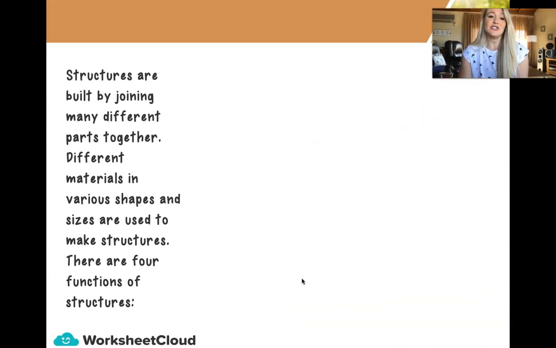Right, so these structures are built by joining many different parts together. Different materials that come in various shapes and sizes are used to make structures. Now there are 4 functions of these man-made structures. As I've just given you different examples of various man-made structures, there are 4 different reasons why these structures are built.